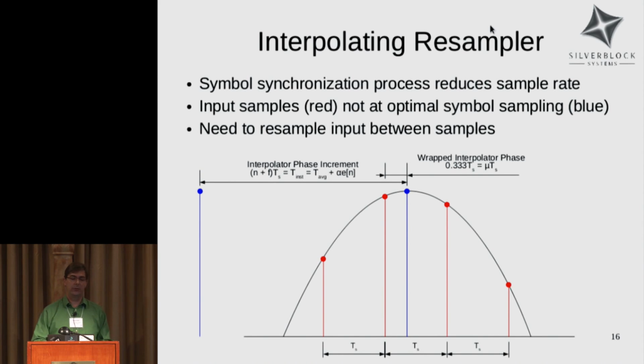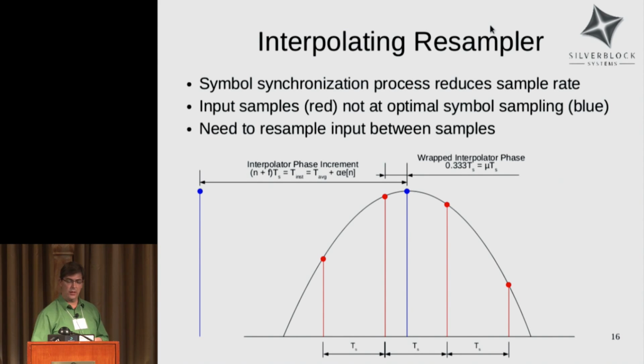Moving on to the interpolating resampler. Usually the symbol synchronization process reduces your sample rate, and your input samples shown here in red are not at the optimal symbol sampling time, shown in blue. And we need to resample the input between the samples. In this particular scenario, I show a quantity called the intersample interpolation fraction, mu. It's about 1/3 the way in between two samples.